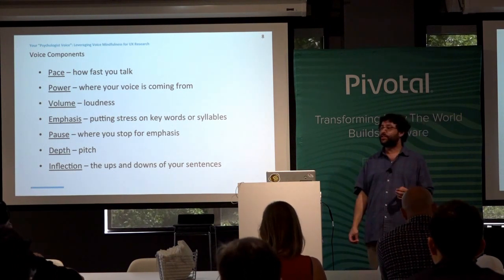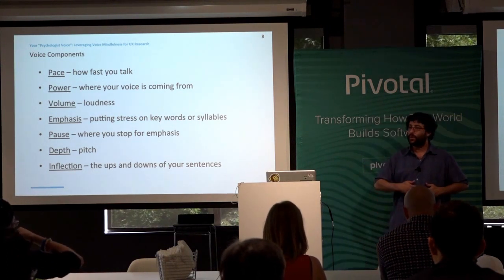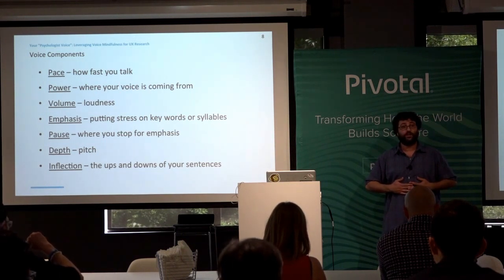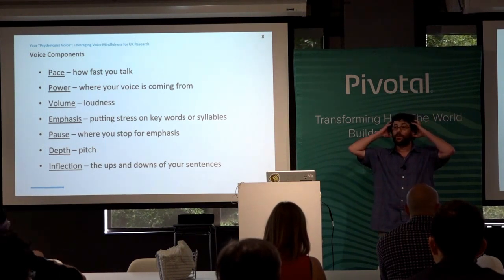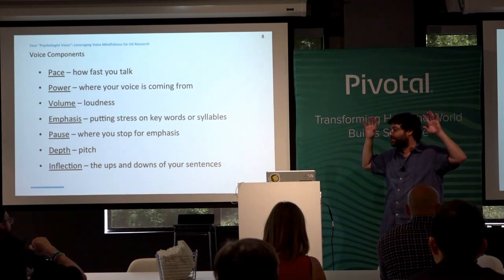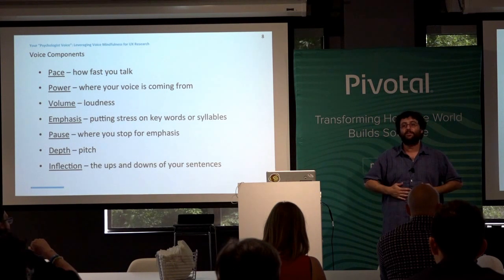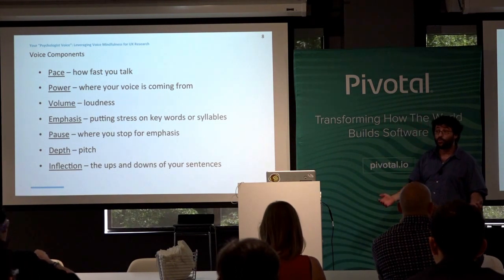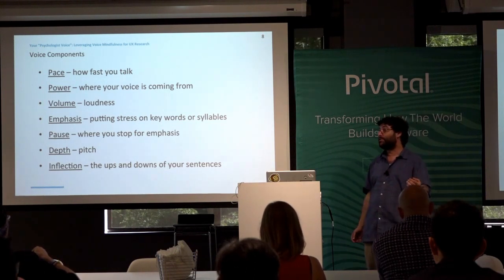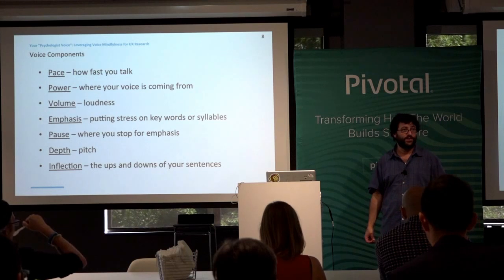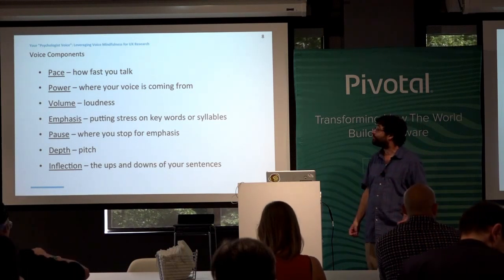The power, where your voice is coming from. We want your voice coming from your belly, because that's where your power is coming from. You don't want the voice coming from your head, because it's harder to talk from your head. You want that power to come from your abdomen. The volume with which you talk: you never want the participant to say what, and you don't want to overpower the participants. You have to be very conscious of volume.